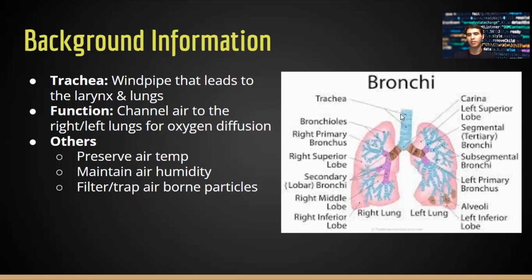And you can see here to the right, just a diagram of how the trachea is. It has these tubes called bronchi. So you have primary bronchi, which is the first right and left segments, and those branch into smaller segments, leading to the terminal alveoli, which is where oxygen diffusion occurs.